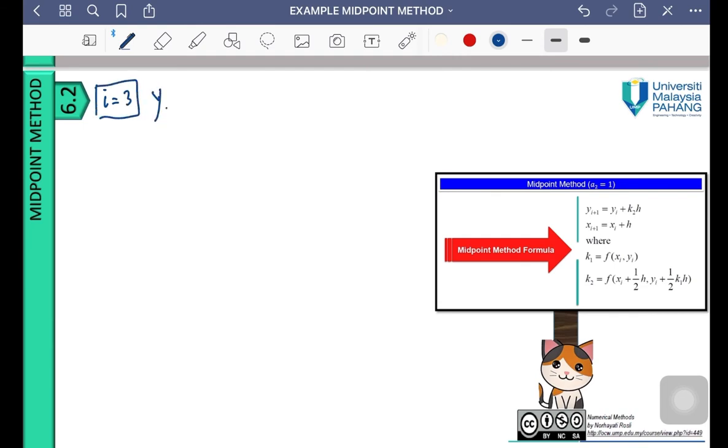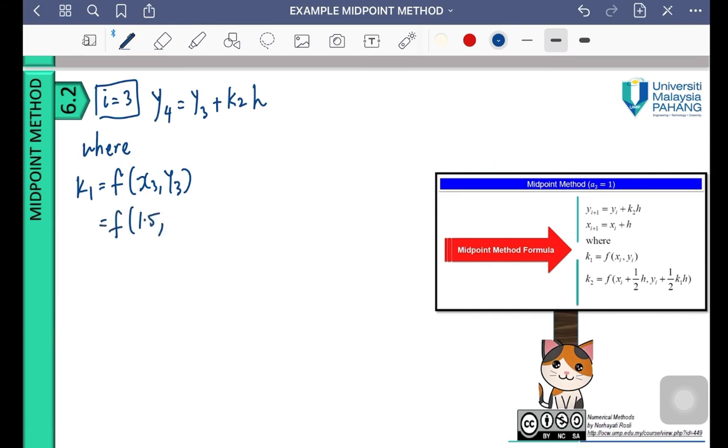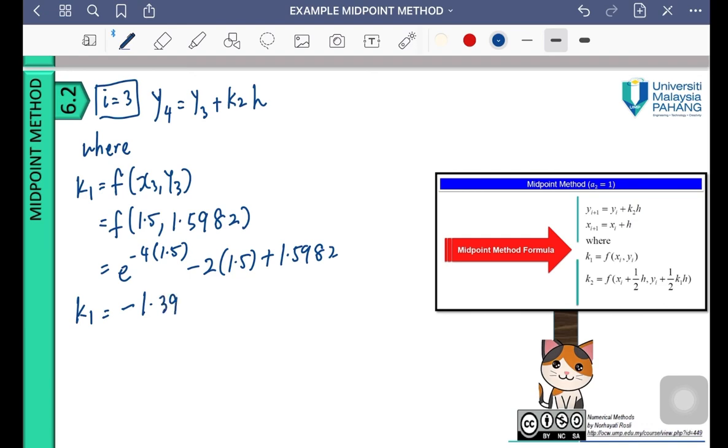Okay, so now we have the last part here, i equal to 3. Here we may calculate our y4 by using the previous y3 plus k2 times h, where k1 is a calculation of our slope at the point x3 and also y3. So x3 is 1.5, y3 from the previous calculation is 1.5982. Now we substitute into our equation, exponent negative 4 times 1.5 minus 2 times 1.5 and then plus 1.5982. If you calculate this, you may get your k1 equal to negative 1.3993.